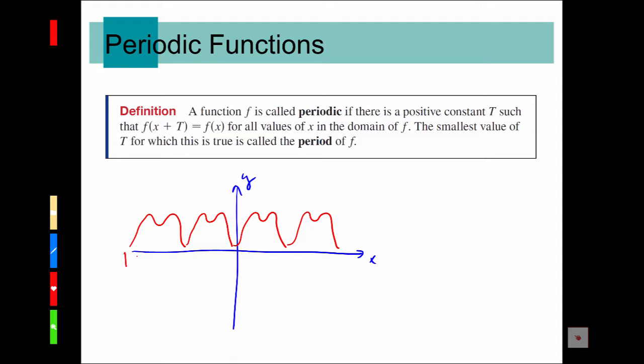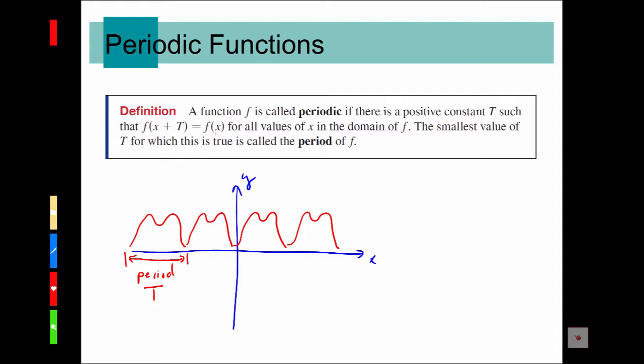We would say that this is the period of the function. That's the interval of x over which the function repeats itself, and that's often denoted by T. And in the box here, we give the precise mathematical definition of a periodic function. It simply says that the value of the function at x plus T is equal to the value of the function at x. What that means is that every capital T units of x, the function repeats itself.